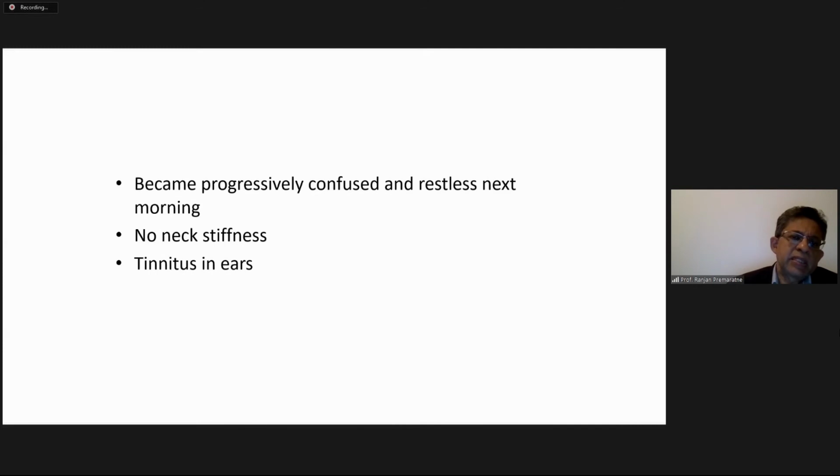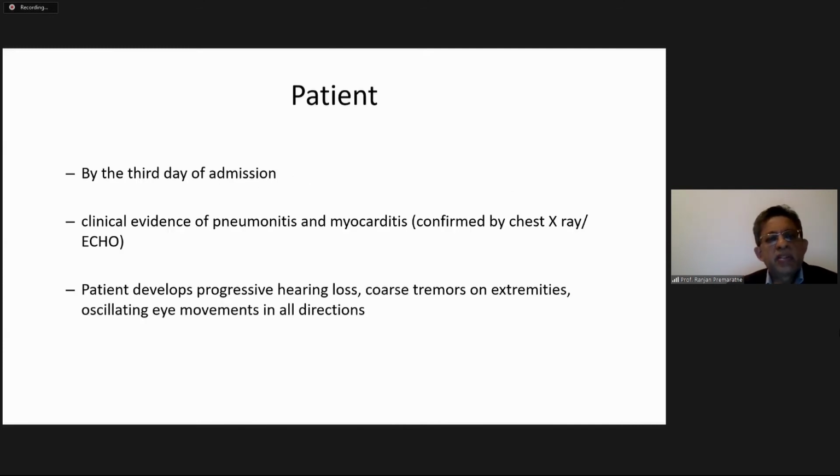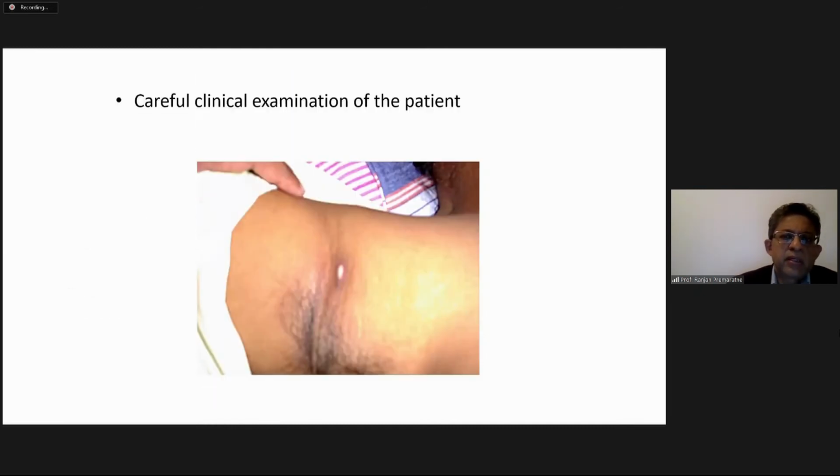The patient had tinnitus in the ears. And later on, within a matter of a few hours, she rapidly developed pneumonitis, myocarditis, then severe hearing loss, and she was basically deaf and had tremors, and it was basically a nightmare. We really did not know what was happening to this patient. And then on examination, we found this small, tiny lesion at the axilla. That was the point for the diagnosis.